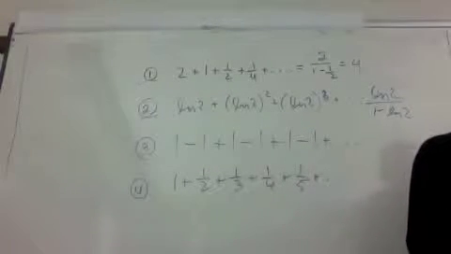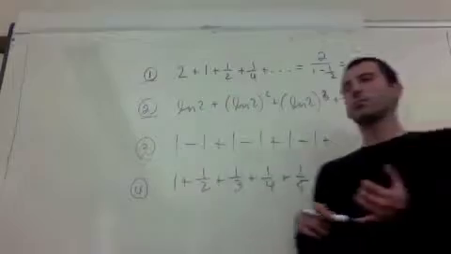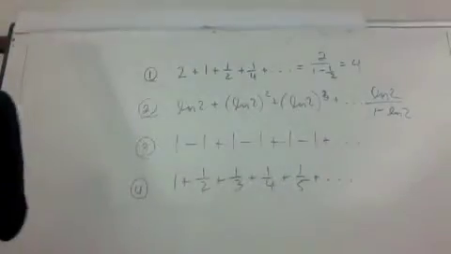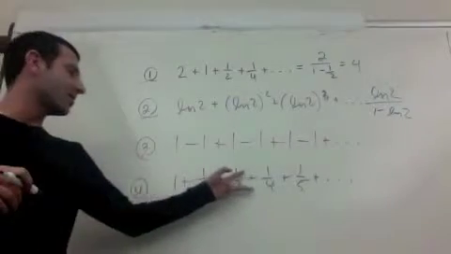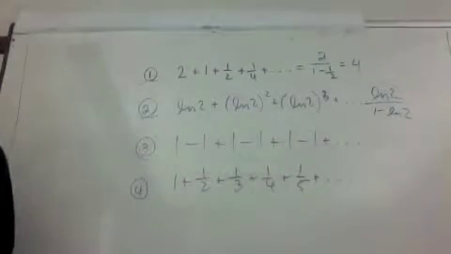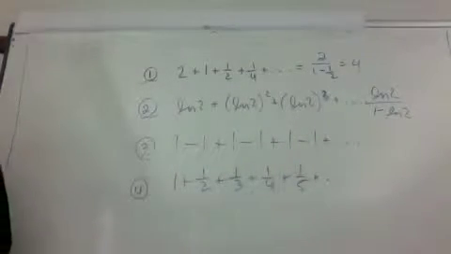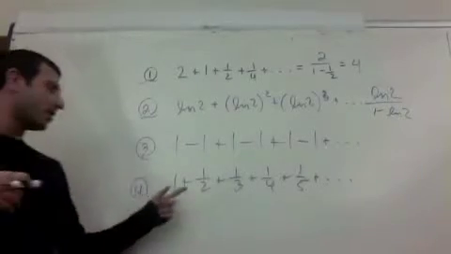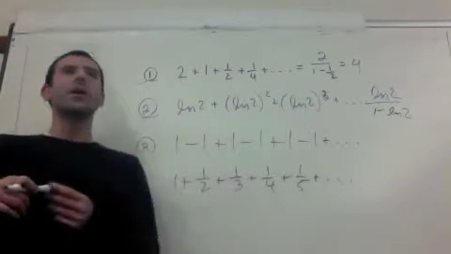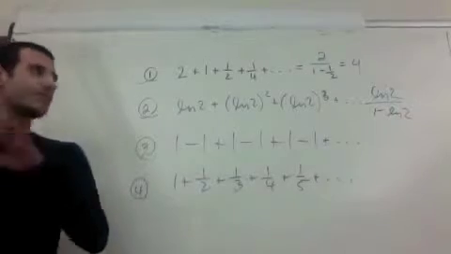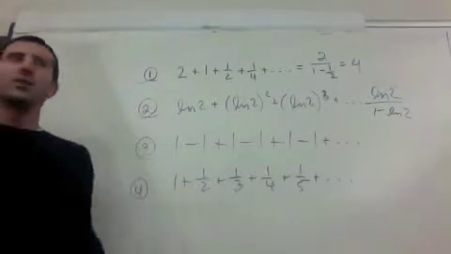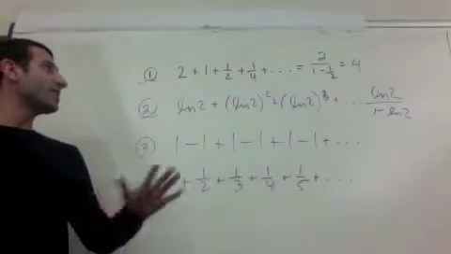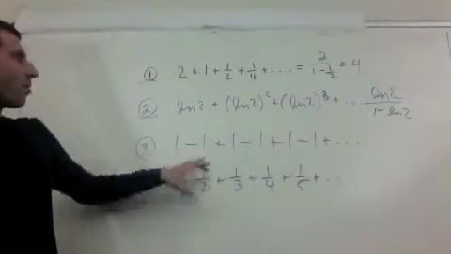Now, number 4 is an interesting one. Number 4 is not geometric because you're not multiplying through by the same ratio. But what you're adding is getting smaller. You see that? 1 and a half, a third, a fourth, and so on. So what do you think, convergent or divergent?